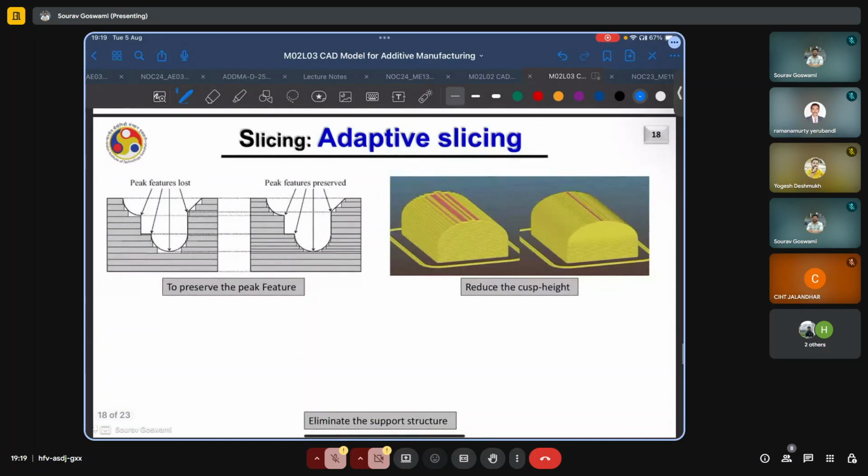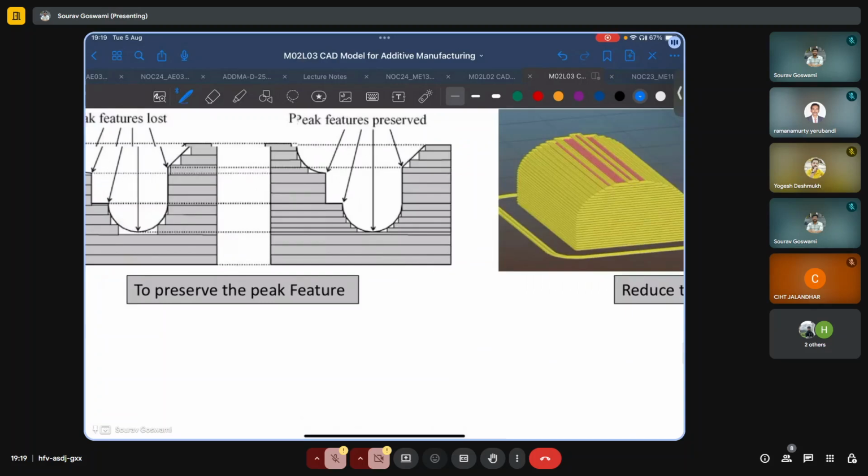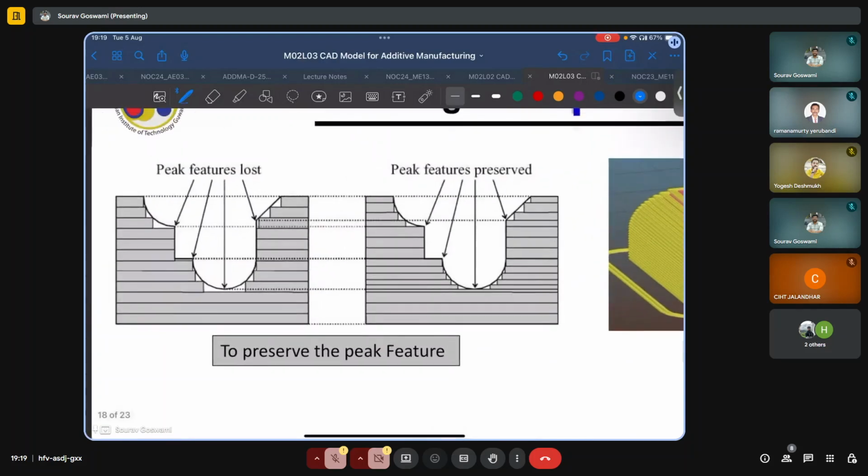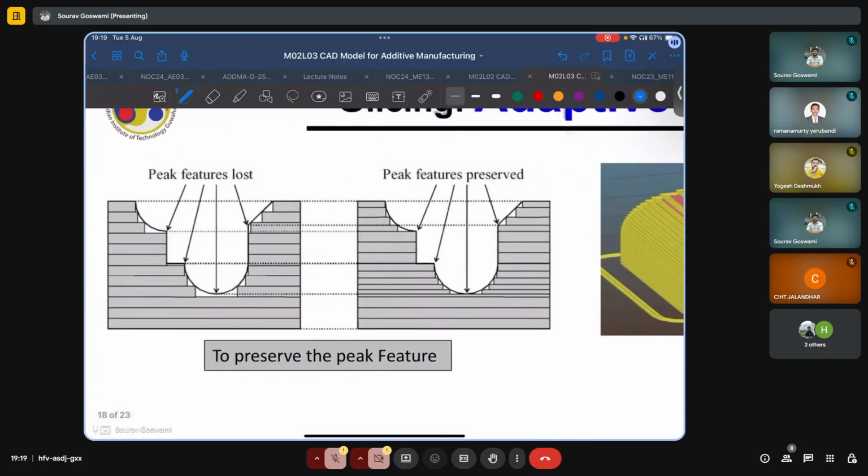And some other features of adaptive slicing and why it may be used. So one of the cases is to preserve the peak feature, as we're talking about peak features and curvatures. If we work with uniform slices, they need not always align with the feature of the material, even if it is not a curved feature, and they will be lost.